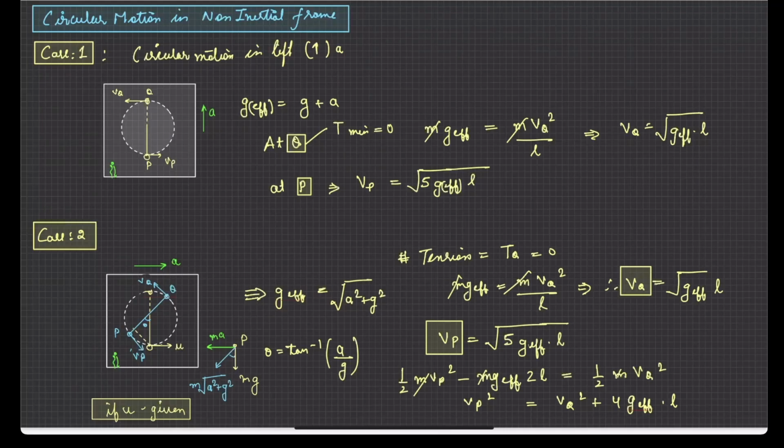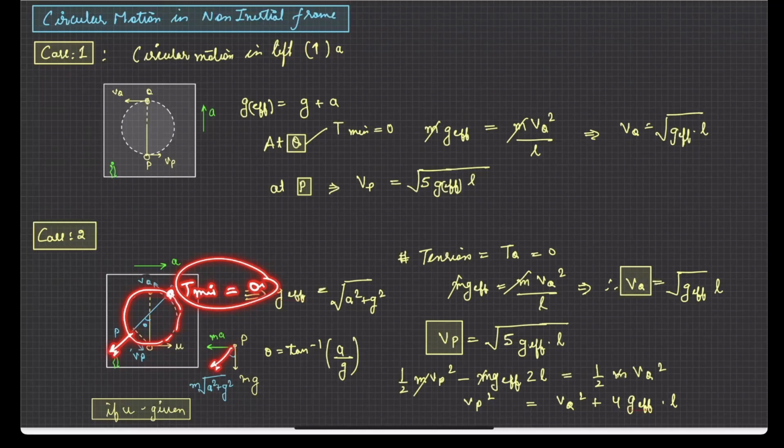So g effective means that at this point it is having the maximum g effective. Here is my g effective direction, okay. So we can say this is my g resultant, so this is the point where the tension will be maximum, and it is doing a circular motion like this, and this is the point where T will be minimum. This is the point where T will be minimum, or we can say T is 0 at this point, okay.